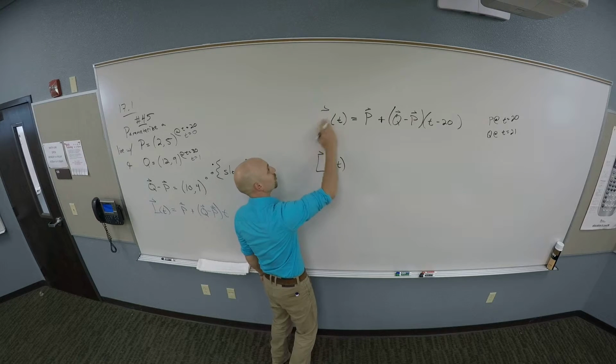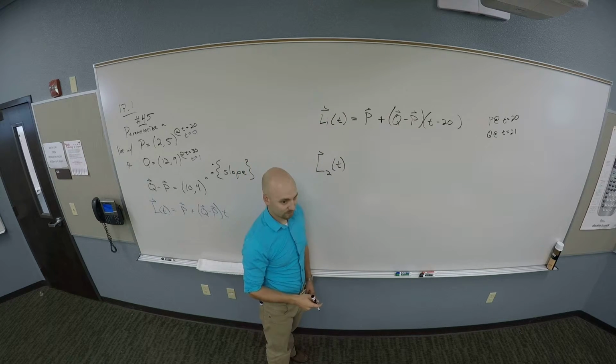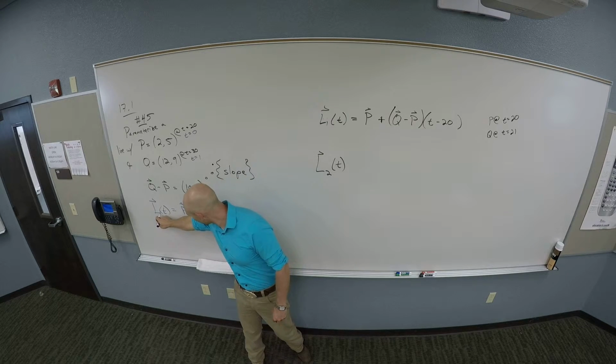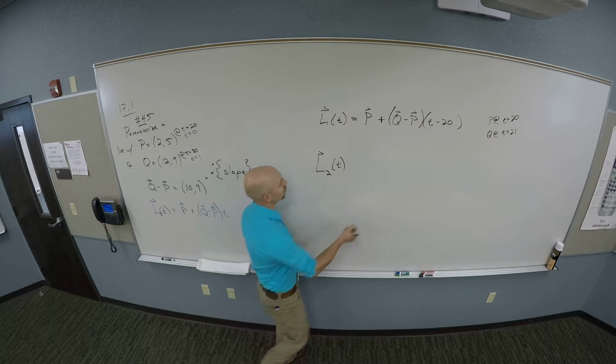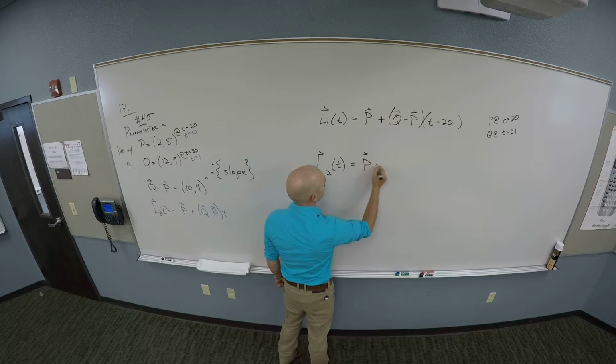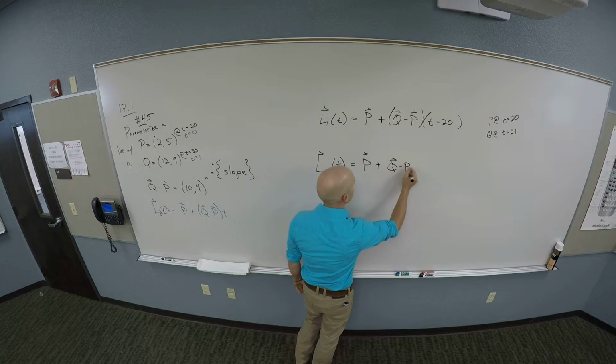Really, I should have called this one line version 1, right? This one being line version 0. Okay, so line version 2 should be maybe P plus my displacement vector, right? Q minus P.